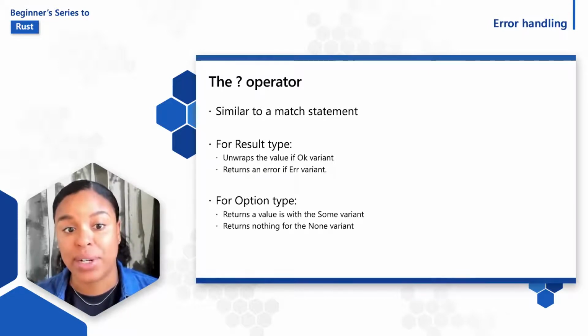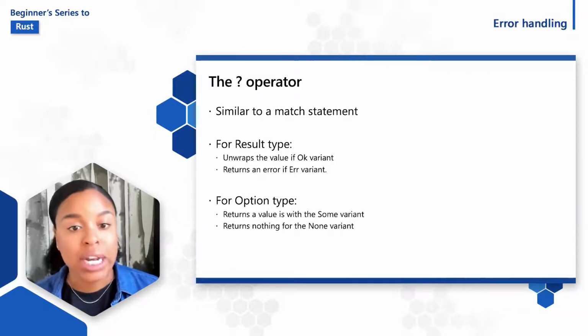The question mark operator can also be used with the Option enum, where a value will be returned for the Some variant of T, and None will be returned for the None variant. Instead of needing a match statement, only the question mark operator is needed. This makes code look cleaner and still allows us to handle errors nicely, passing them up the call stack.